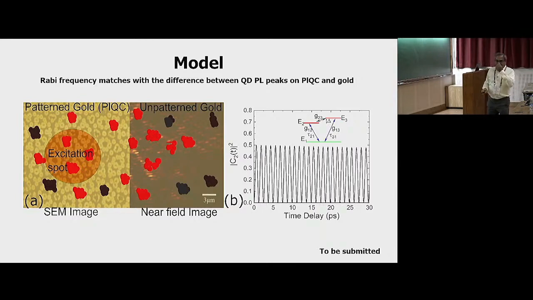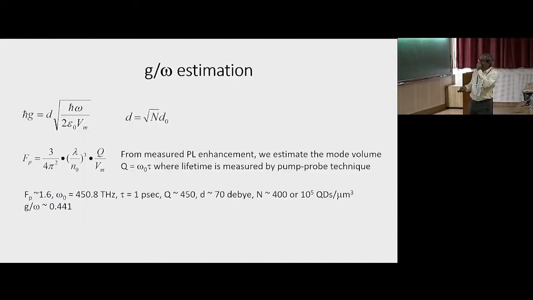We did a simplified model like this, the complete quantum Rabi model, to show these oscillations. They hardly decay because the exciton lifetime is nanosecond. Compared to that, this decay is very weak. So we estimated g by omega from most of these things, and finally the g by omega which we get is about 0.4 in this case.